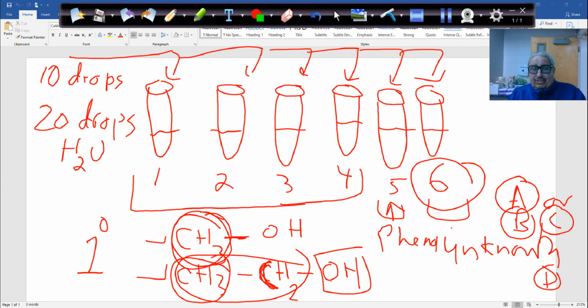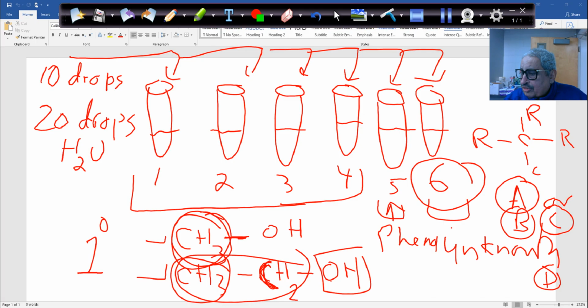So first of all, the H2O, the solubility. You will see those alcohols are highly soluble in H2O, the smaller ones. If you go higher and higher, the solubility will be limited. So a tertiary alcohol, for example, has three groups.